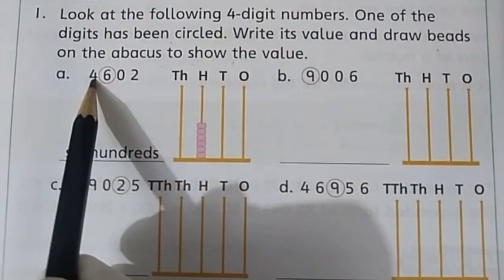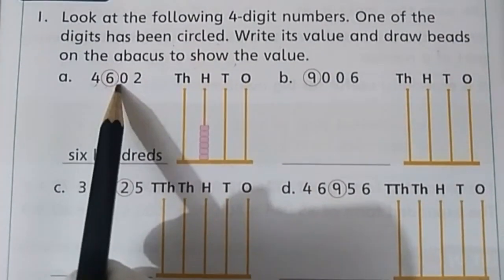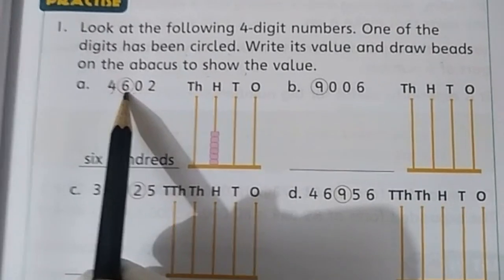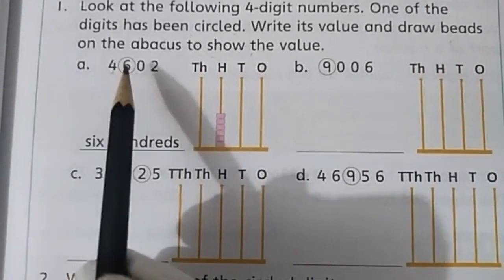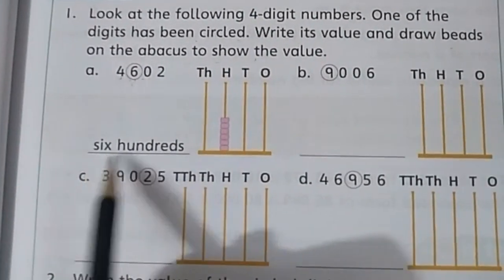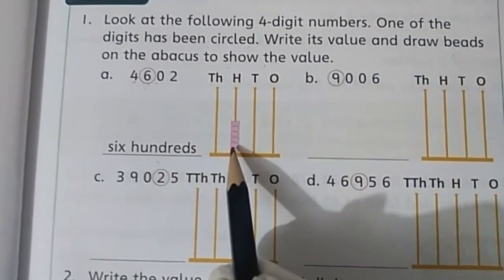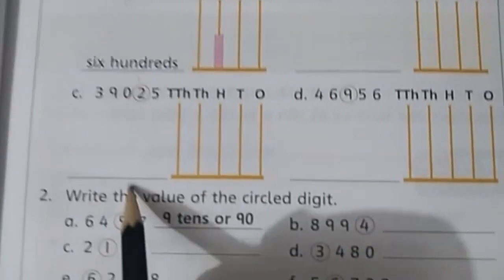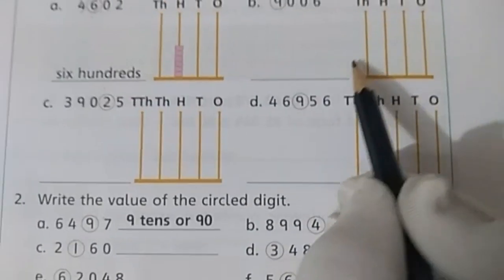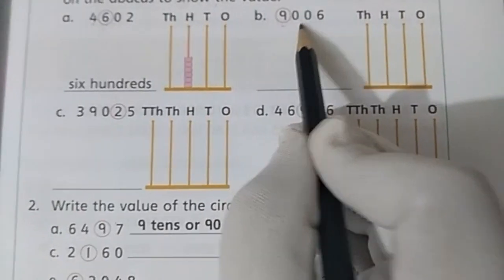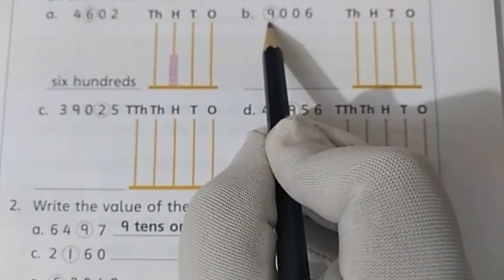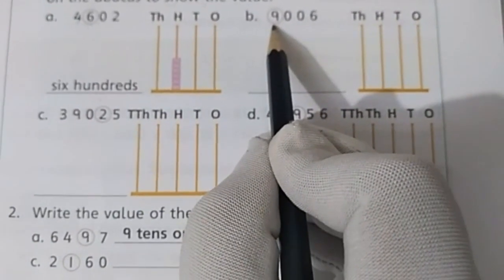In this example, the number is 4602 and the circled digit is 6. The value of the digit is 600. We write 6 hundreds and draw 6 beads in the hundreds column. In part B, the number is 9006 and the circled digit is 9 and the value of the circled digit is 1000. How do we write it?